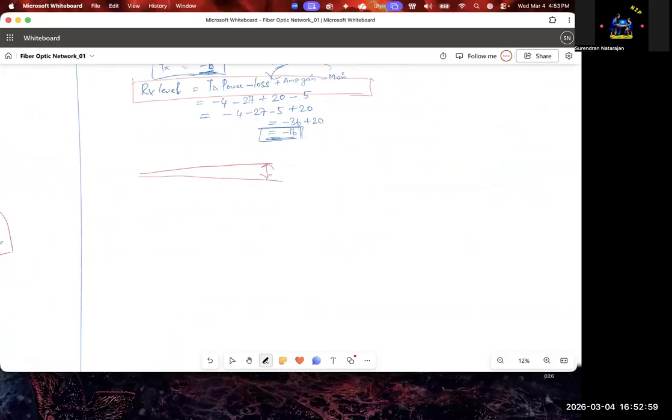So I have a question for you. Does dispersion mean loss of power or loss of quality? Loss of quality. Very good. Why? Because the power was reaching at the same strength, but it was dispersing, right? The quality was gone. Very good. So it is loss of quality of the signal light.